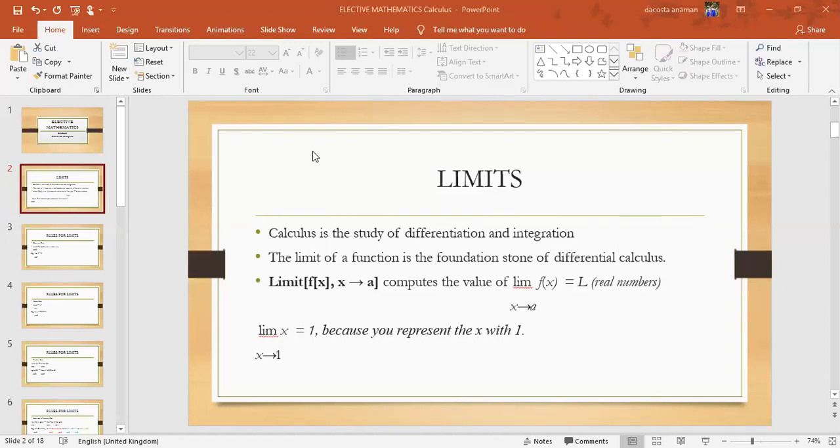We talked about calculus being the study of differentiation and integration, and the limit of a function, which is the foundation stone of differential calculus. We talked about the limit of a function f(x), where x is approaching a, and represented that with L, where L is a real number. Therefore, the limit of the function x with x approaching 1 will be equal to 1, because you substitute x with 1.